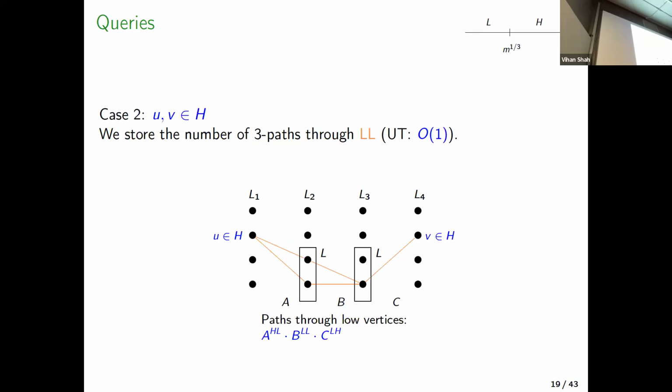So one thing we can do is use the data structure we stored that goes through low degree vertices. So this is already in order one time giving me the number of paths, right? Because we've stored. But we're still missing paths that go through high degree vertices, right? Like this is an LL path. We're still missing HL, LH, and HH paths, right? So we still need to figure out how to compute them.